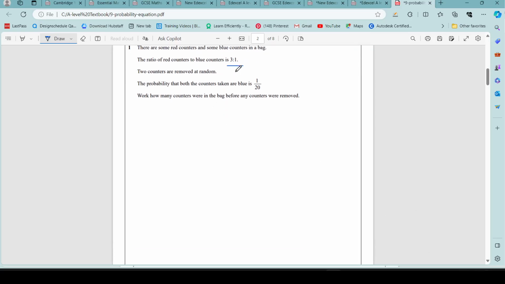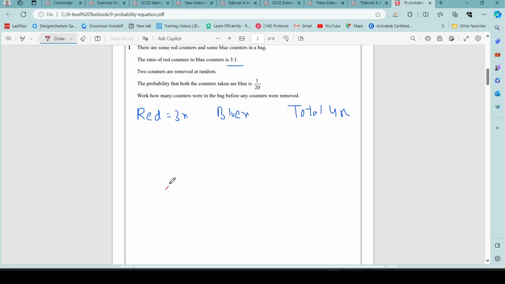So basically we have to get this initial ratio. Right now we don't know exactly how many red and how many blue there were, so we'll convert them from ratios into numbers. We'll take a common multiple as x. We'll say red was 3x, blue was x, and the total was 4x. Now make a tree diagram of choosing two counters.